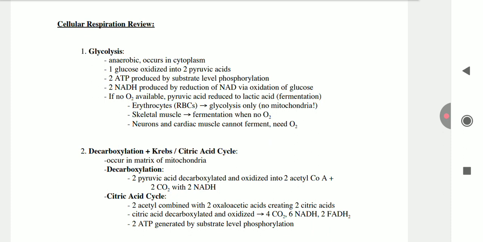Erythroids, RBC, use glycolysis only, no mitochondria. Skeletal muscles use fermentation when no oxygen. Neurons and cardiac muscles cannot ferment, they need oxygen.